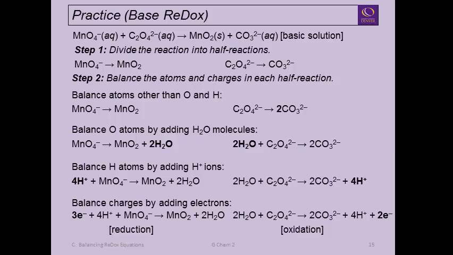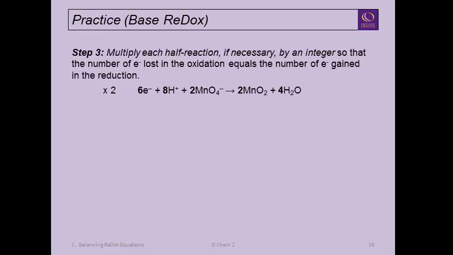And at this point we have 3 electrons in reduction and 2 electrons in oxidation, so you've got to multiply through to make sure that they're balanced. In essence, we're trying to get to 6 electrons on each side. That's what that would look like.